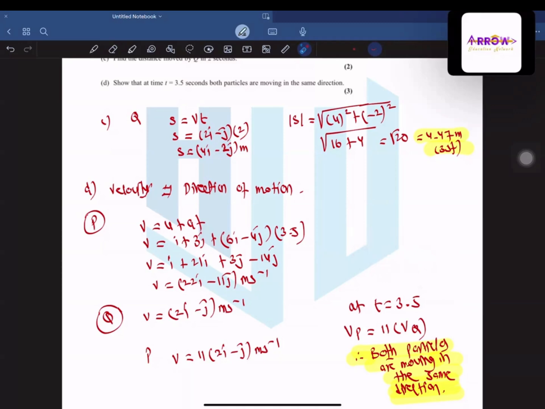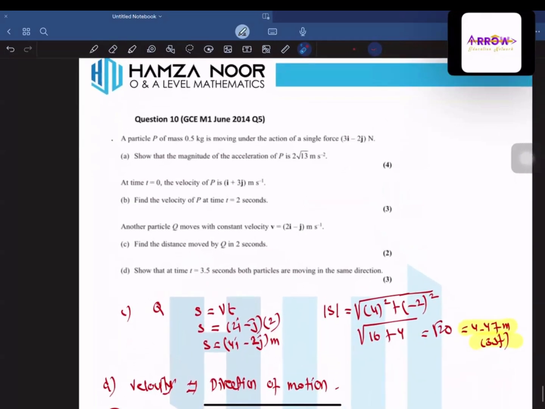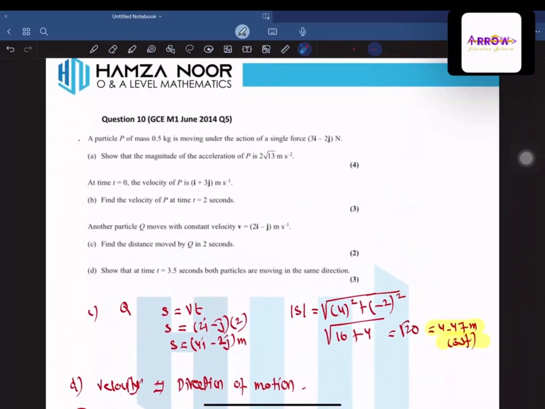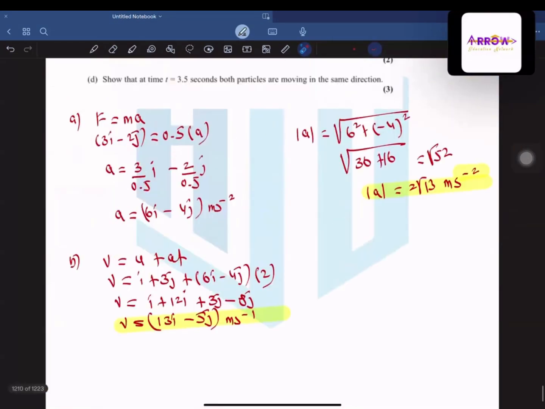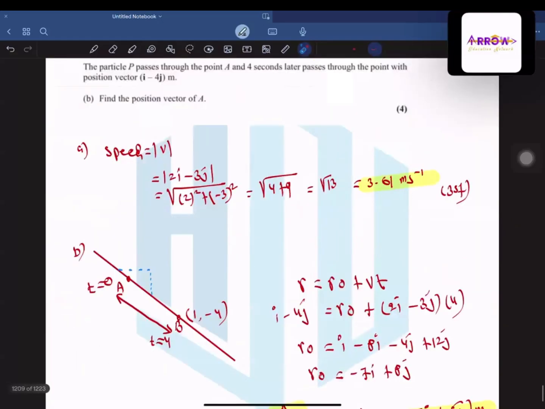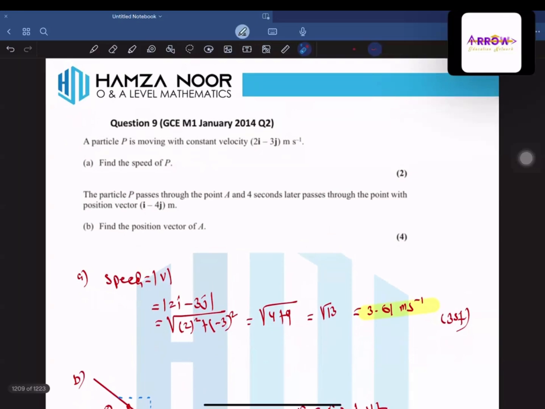So this was question number 10 of the handout, which is GCE M1 June 2014, question number 5. For the sake of this video, I have discussed question number 10 of the handout, and the previous one was question number 9, which was GCE M1 January 2014, question number 2.